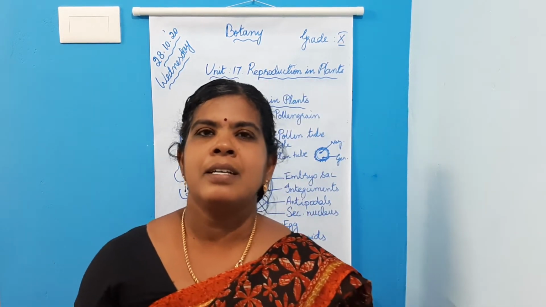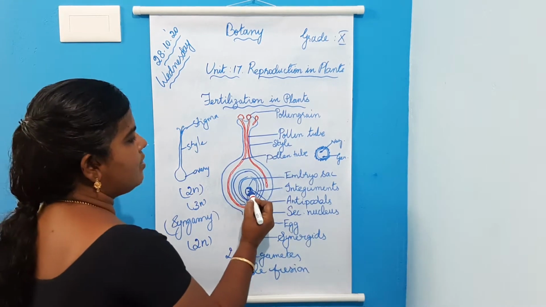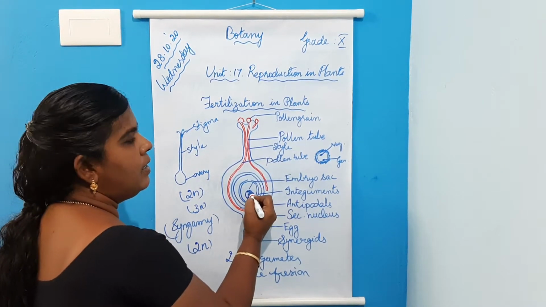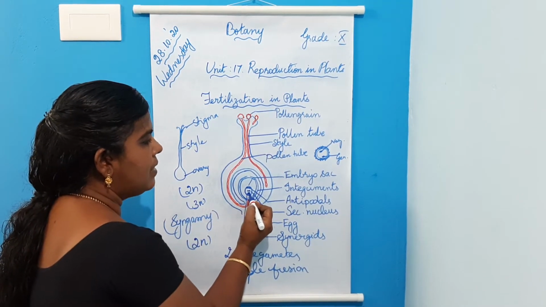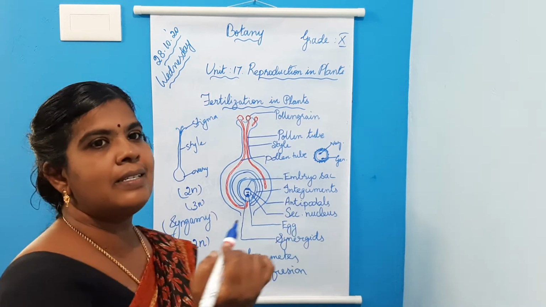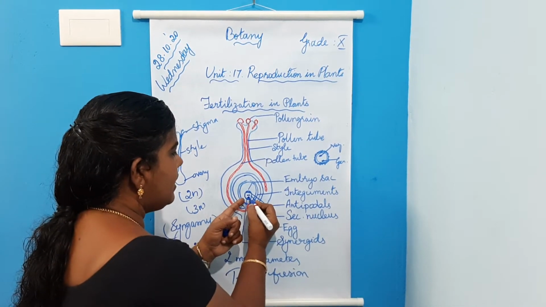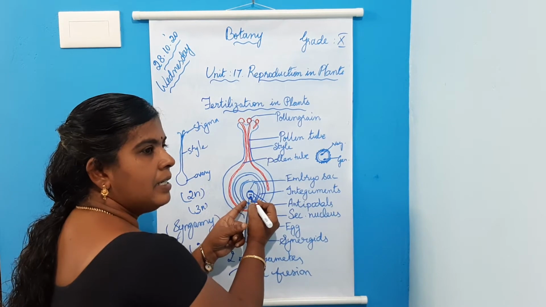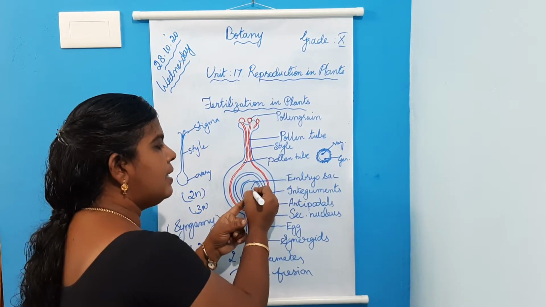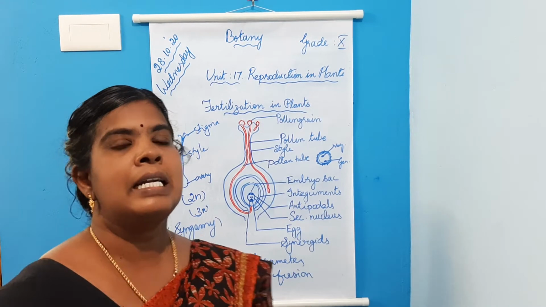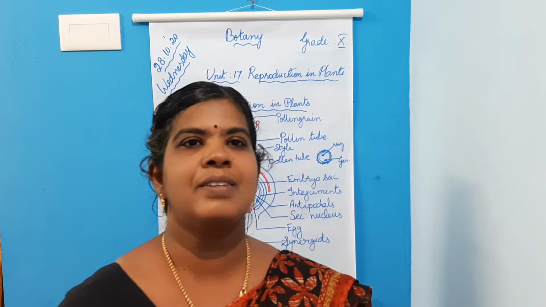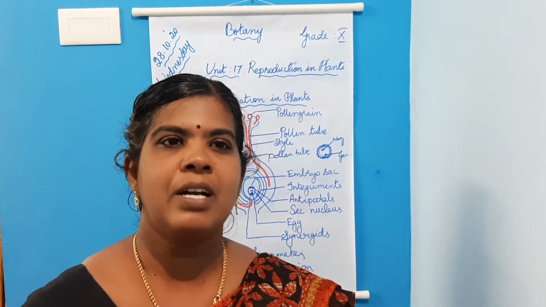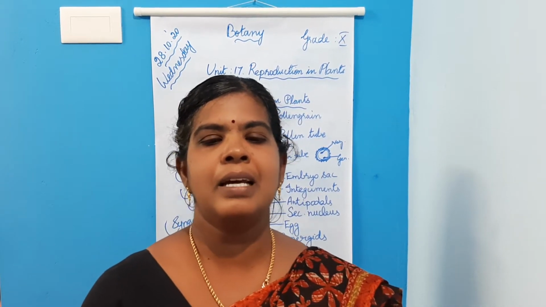Now, later, the synergids. The synergids are the cells nearer to the micropylar end, and at the sides of the egg, two cells are there. These are synergids. These are antipodals, the three cells at the chalazal end. These cells disappear. So what is the function of endosperm? Endosperm provides food to the developing embryo. Later, synergids and antipodals degenerate.